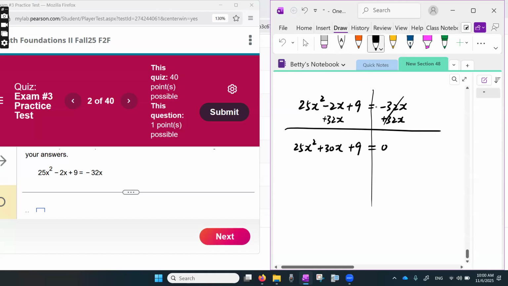Look at the coefficients, 25, 30, and 9. There's nothing we can factor out. GCF is 1. So we are going to apply the slide divide method. Slide. We have x squared plus 30x plus 25 times 9, 225. All right? It's basically 15 times 15.